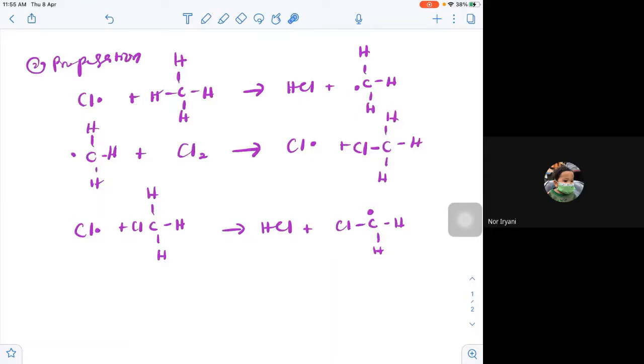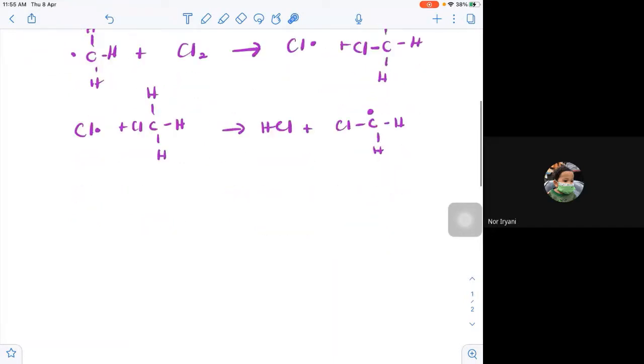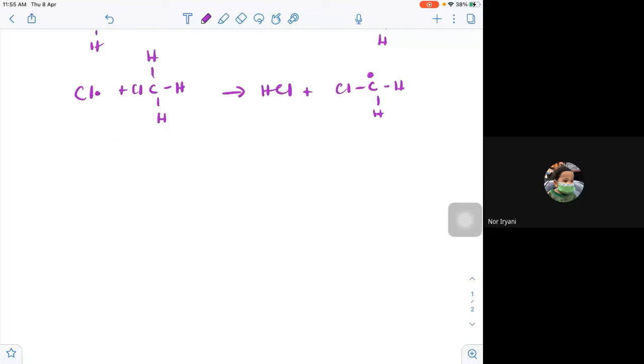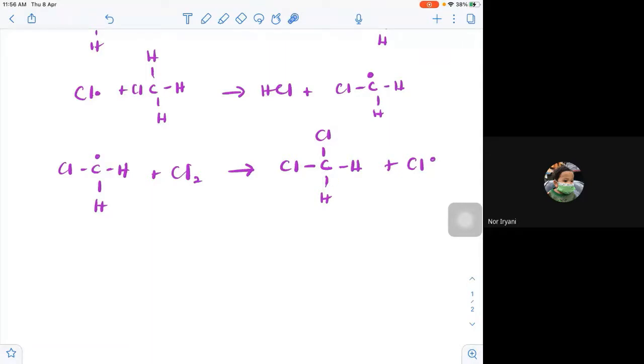Okay, so when we have this radical, it then reacts with neutral chlorine. The ClCH2 radical reacts with the chlorine, so that it becomes CH2Cl2, with a chlorine attached to it, replacing the radical position, plus Cl radical. See, now we start to have dichloromethane.